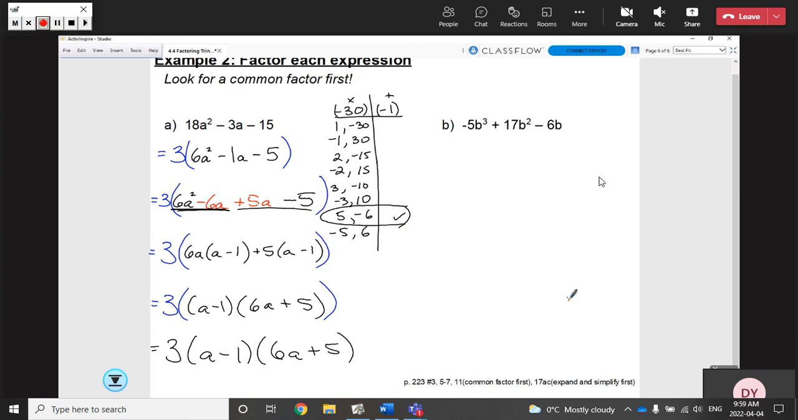Folks, last one here. First rule of factoring: do you see a greatest common factor? 17 is prime, isn't it? There's no greatest common factor. B cubed, B squared, and B. I feel like we can common factor out a B. Yeah? So we're going to divide this by B, divide this by B, divide this by B. We're going to keep the B out front, and we get negative 5b squared plus 17b minus 6.